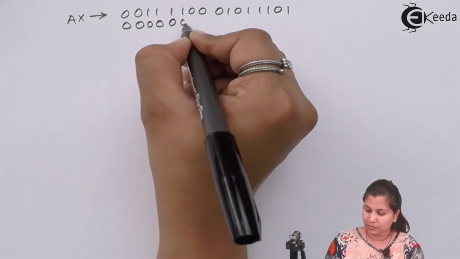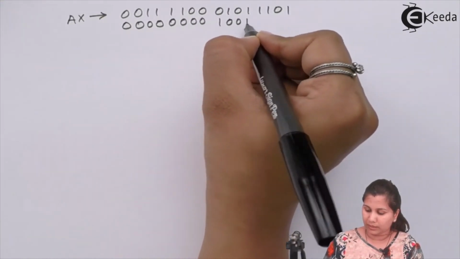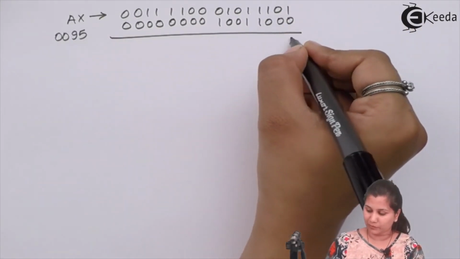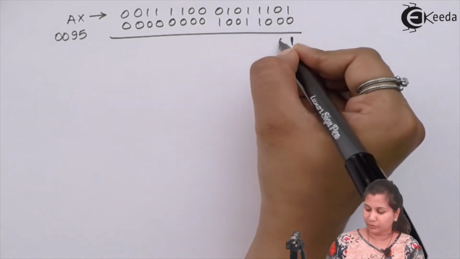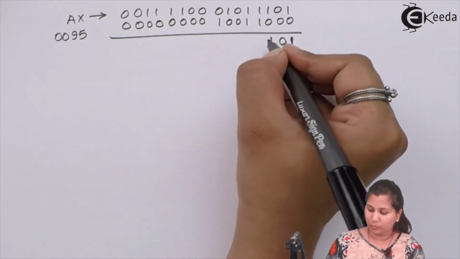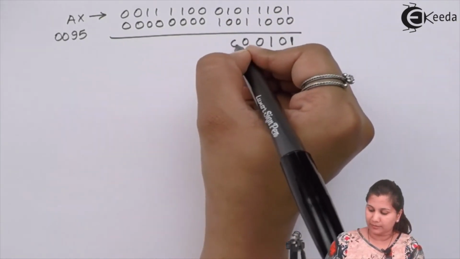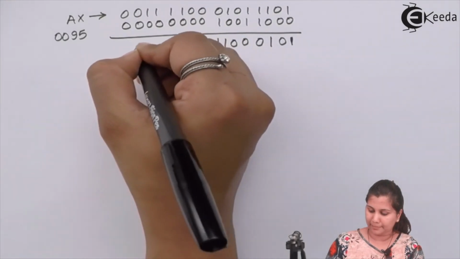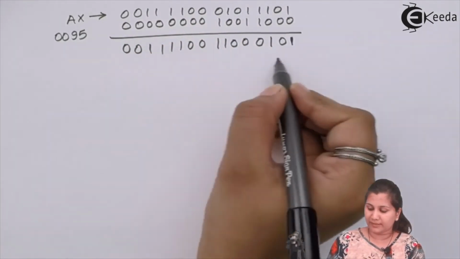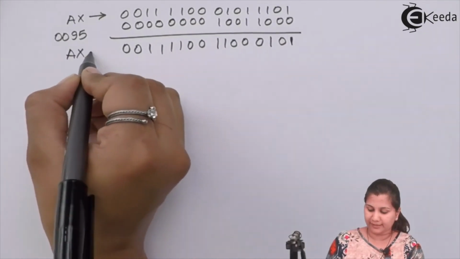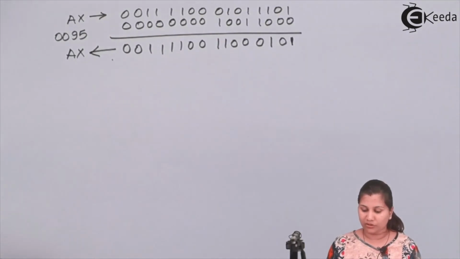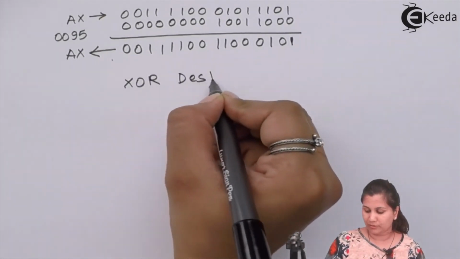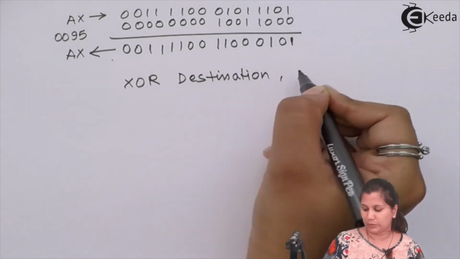So 0, 0, 9 and 8. XOR this. 1, 0, the bits are dissimilar, so we get 1. 0, 0, bits are similar, we get 0. 1, 0, dissimilar. 1, 1, similar. So this will be the result of this operation, and it will be stored in the AX register. So this was the logical XOR operation. We write XOR, then the destination and the source.